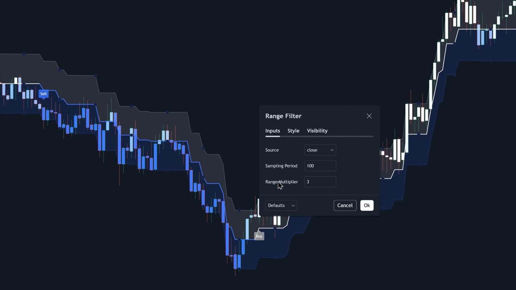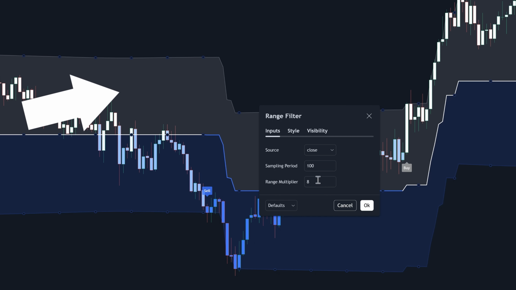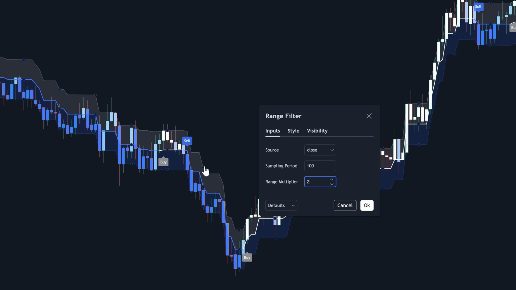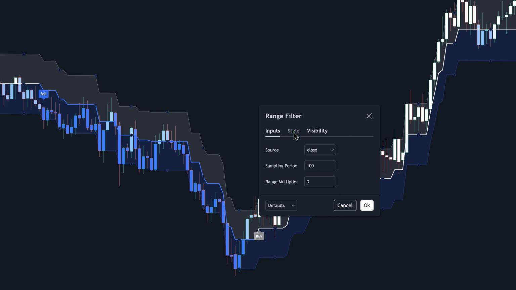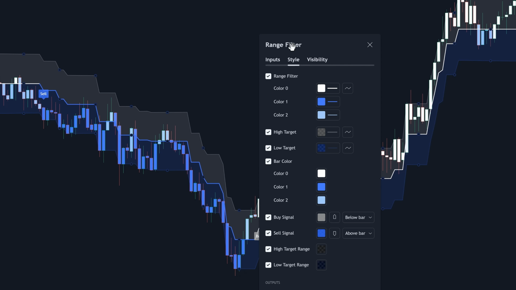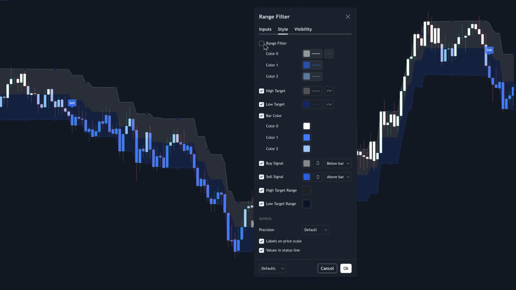Now, the same thing applies to the range. Increasing it widens the range generated by the indicator, as you can see. But then lowering this number is going to make the range narrower and narrower. For me, I'm gonna stick with the default value. Now, the Style tab has several customizable visual options that you can toggle on or off. After you've made your changes, assuming you had any, you may want to click OK.